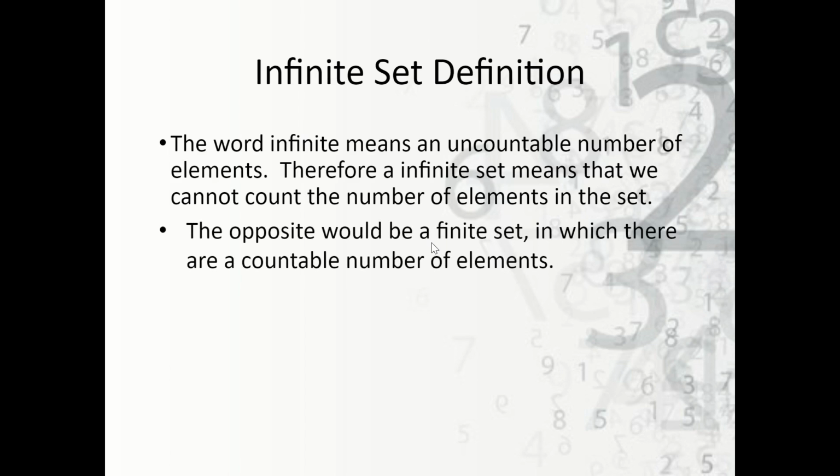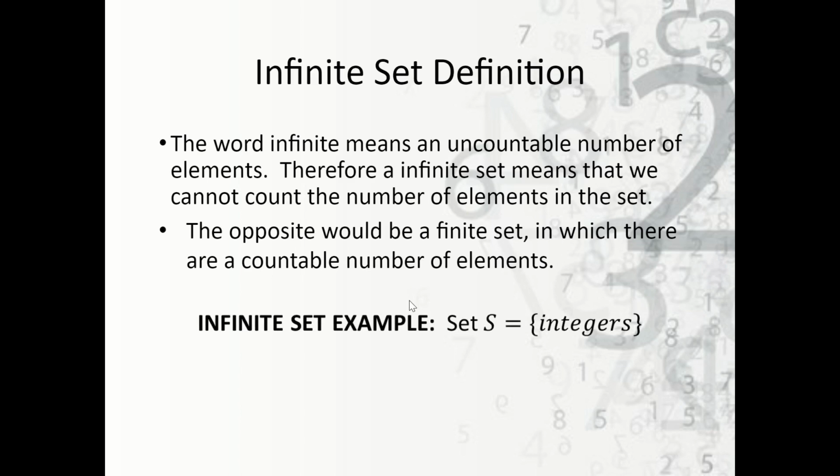The opposite of this would be a finite set in which there are a countable number of elements. So let's say I wanted the natural numbers between 1 and 10. Well, that goes 1, 2, 3, 4, 5, 6, 7, 8, 9, 10 and stops. And we can't keep going. So that would be a finite set. So an example of an infinite set would be the set of integers. So there's no limit to the number of integers we can count.